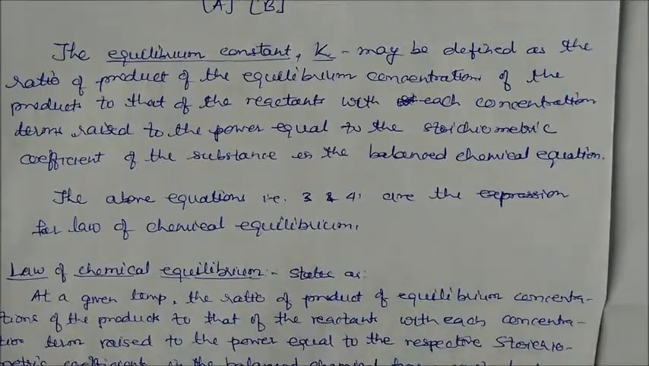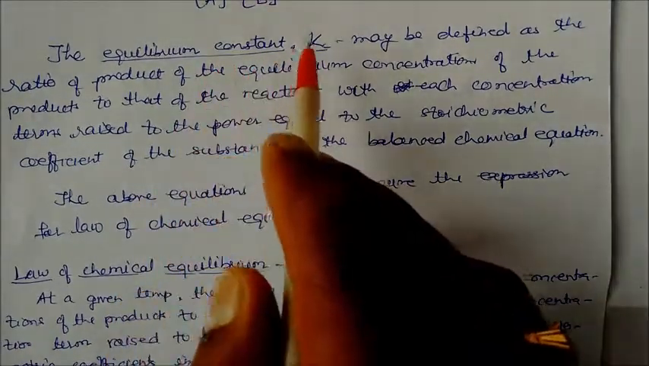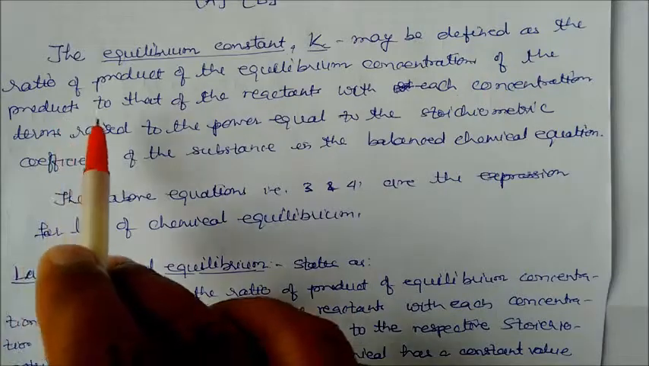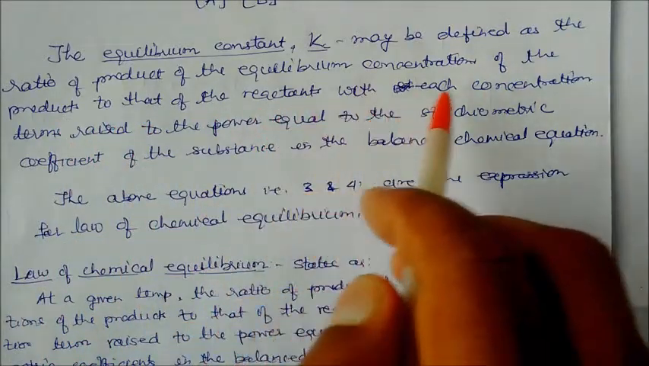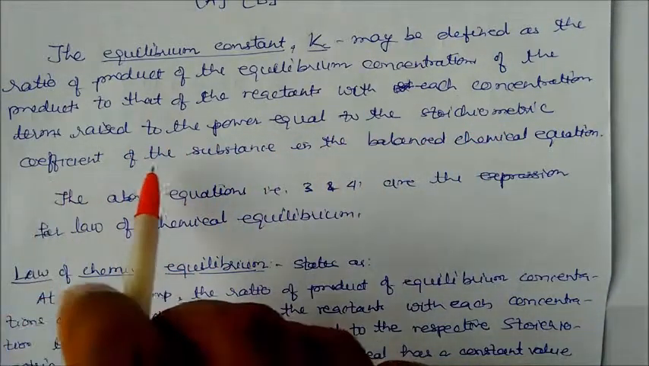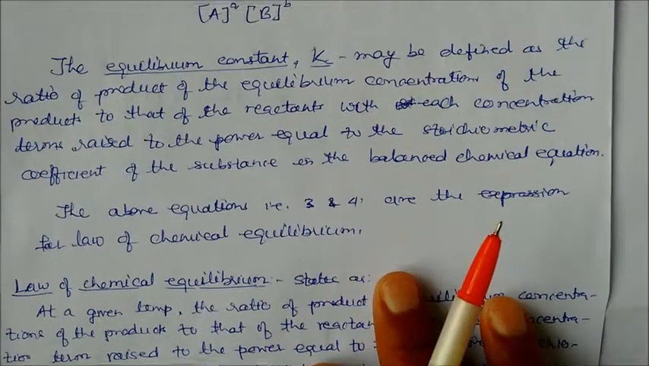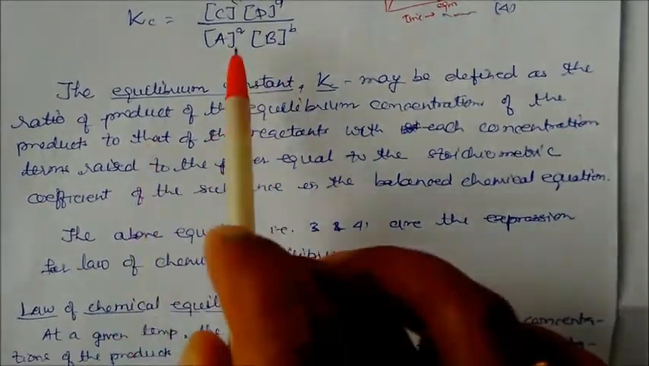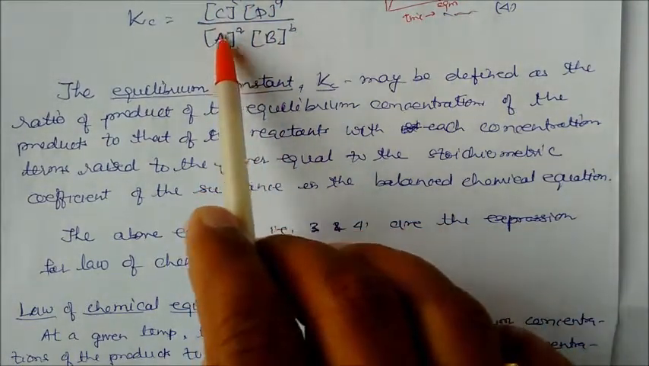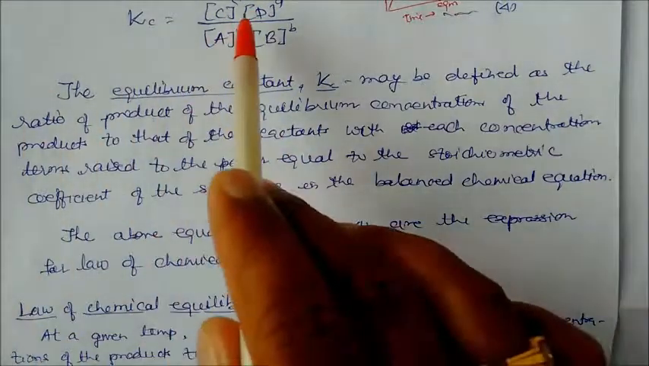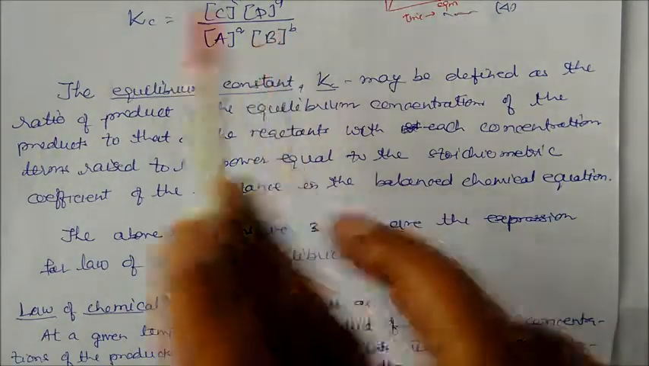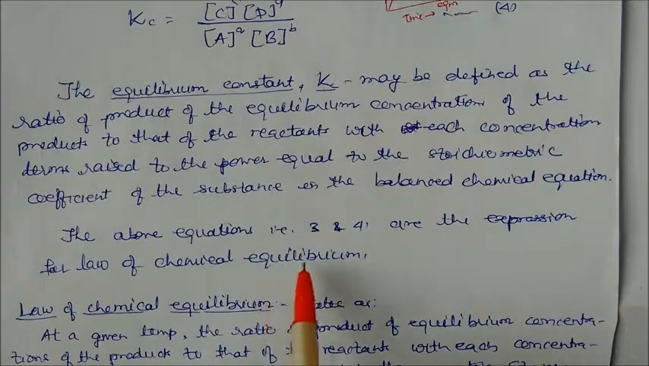Now how do we define the equilibrium constant Kc? Kc is defined as the ratio of the product of the equilibrium concentrations of the products to that of the reactants, with each concentration term raised to the power equal to the stoichiometric coefficient of the substance in the balanced chemical equation. We can see here that these are the coefficients raised on the concentrations, similarly here also. So product by reactant, this is the Kc. The above equation and the earlier equations are the expressions of the law of chemical equilibrium.